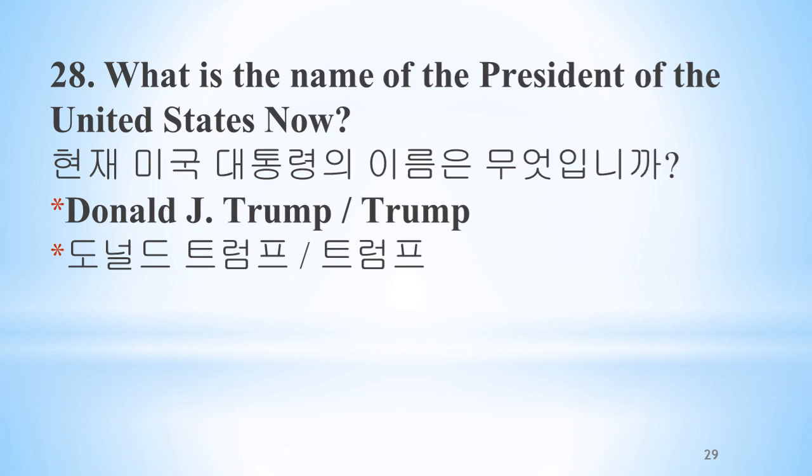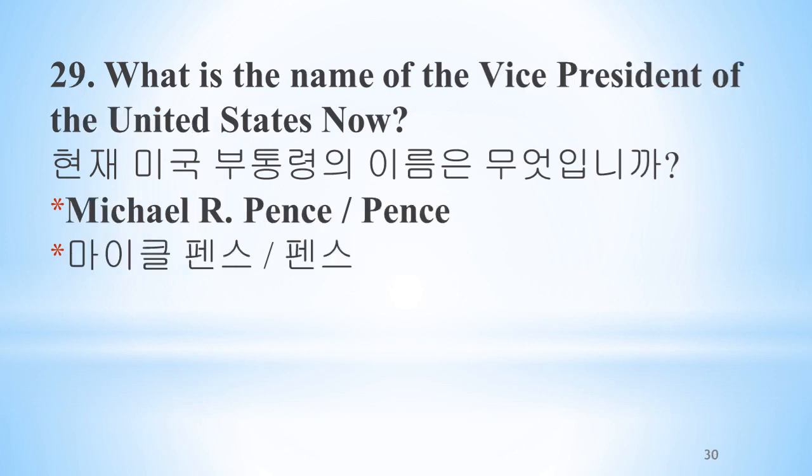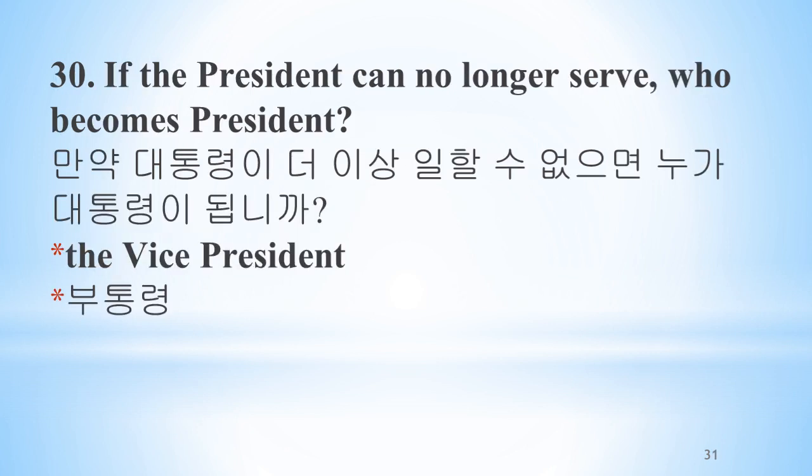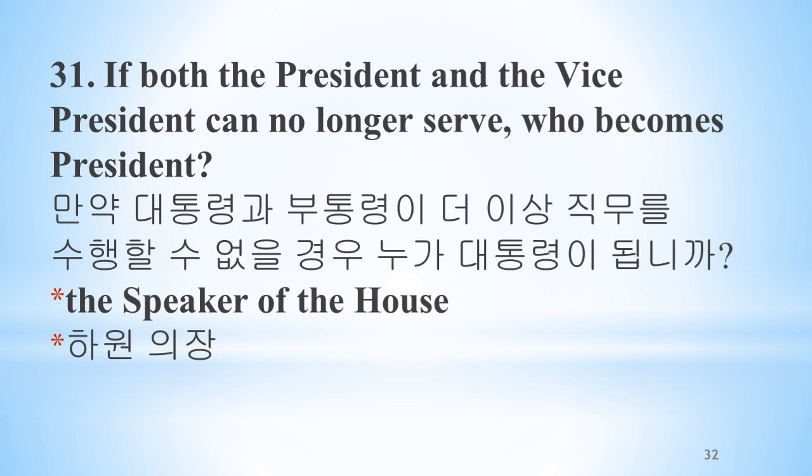What is the name of the President of the United States now? Donald J. Trump. What is the name of the Vice President of the United States now? Michael R. Pence. If the president can no longer serve, who becomes president? The vice president. If both the president and the vice president can no longer serve, who becomes president? The Speaker of the House.